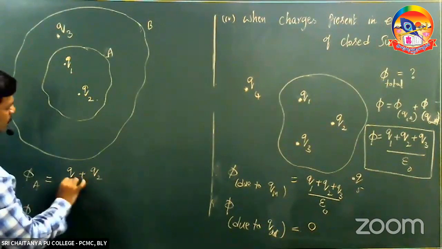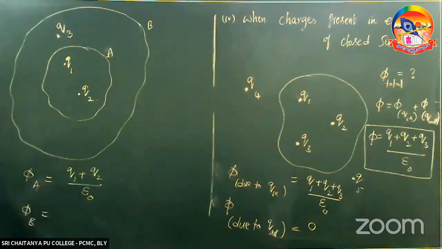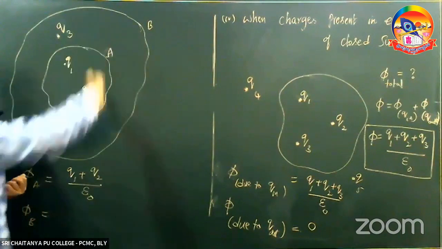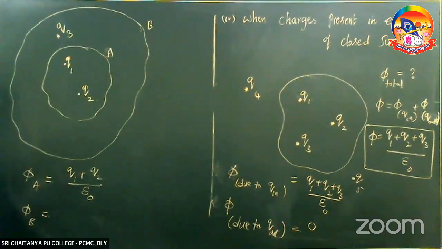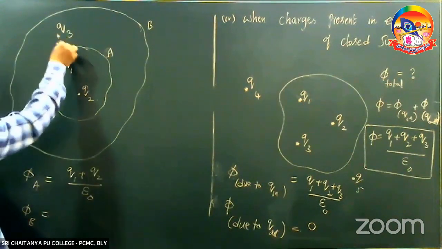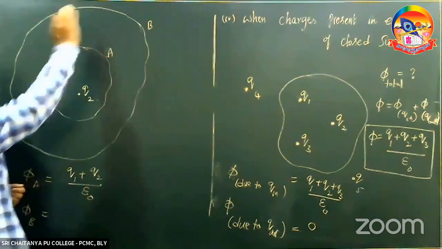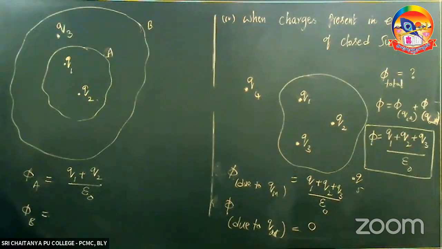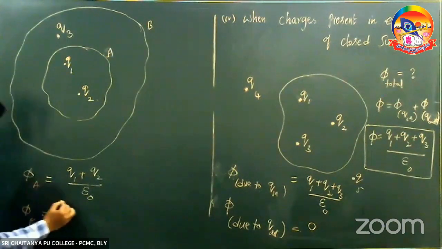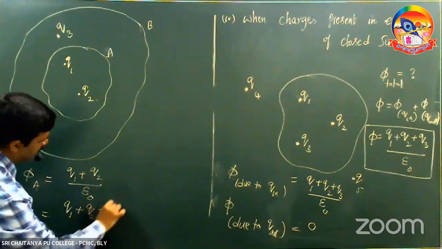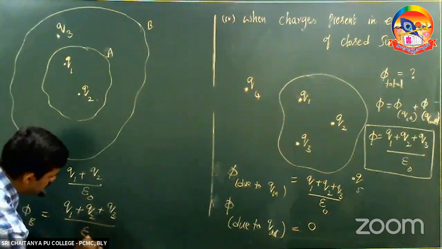Q1 plus Q2 by epsilon naught. Clear? And what is the flux through this total closed surface B? Then what we have to see is how many charges are present inside B. This Q3, Q1, Q2, all are present in B, right? All are present in that. So flux through B is Q1 plus Q2 plus Q3 by epsilon naught.